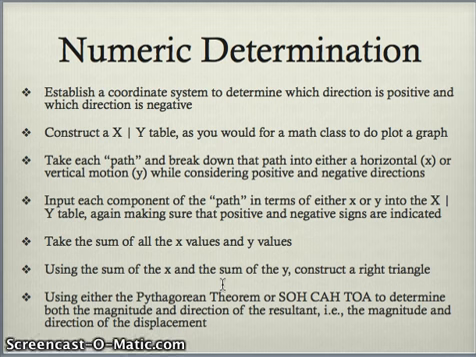Once you have constructed right triangles, connect the point of origin to the free arrow point, and that will be your resultant. You can use the Pythagorean theorem or SOHCAHTOA to determine both the magnitude and direction of the resultant, so that you will now have a number. Now, if you've done this correctly, your graphic representation and your numeric representation of this vector addition problem should be pretty much the same. Okay?